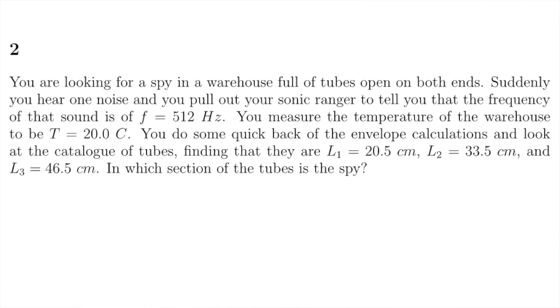You do some quick back of the envelope calculations and look at the catalog of tubes at that warehouse, and you find that the tubes are only of 3 different lengths: 20.5 centimeters, 33.5 centimeters and 46.5 centimeters. Now, in which section of the tubes is this spy?